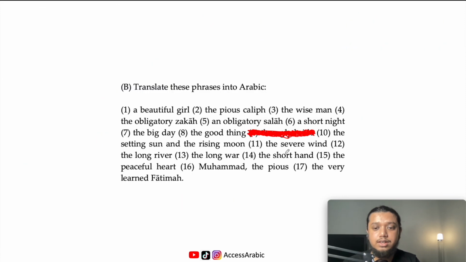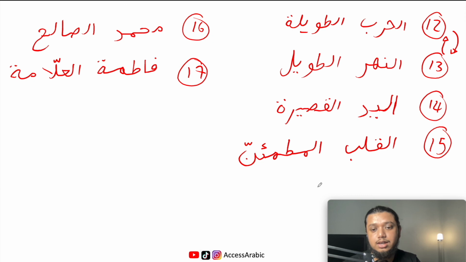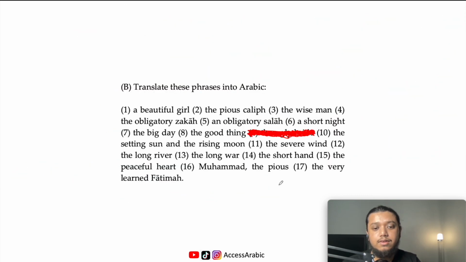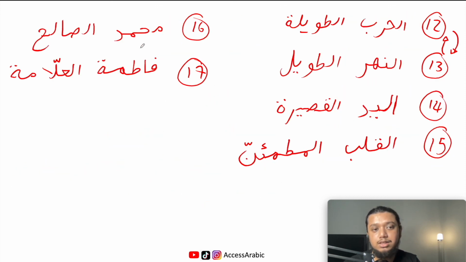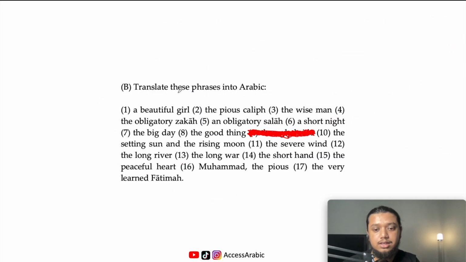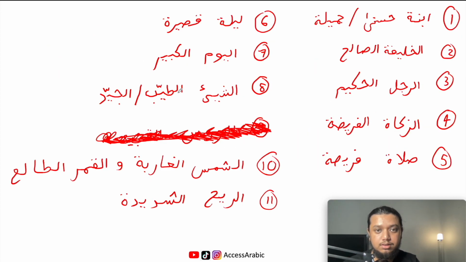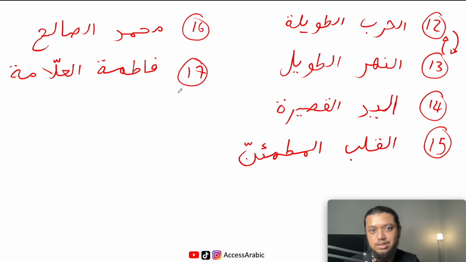Number 15 is the peaceful heart, that is Al-Qalb Al-Mutma'in. Number 16 is Muhammad the pious, that is Muhammad As-Salih. And number 17 is Fatima, the very learned Fatima. Fatima the very learned, or the very learned Fatima, that is Fatima Al-Allama, Fatimatul Allama.